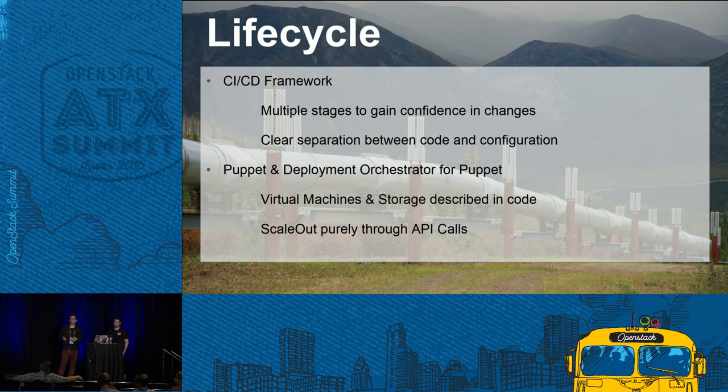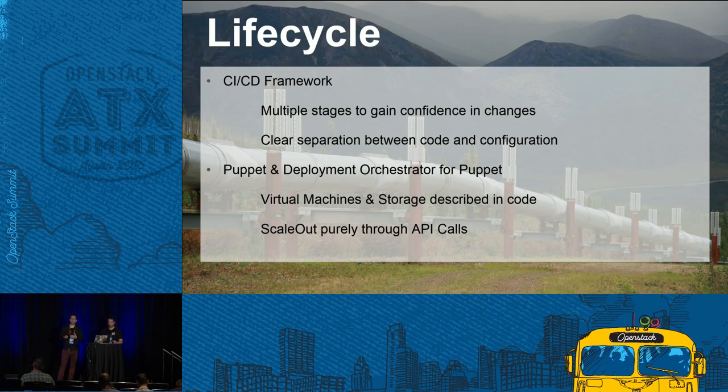For our automation, we use Puppet. We also started to develop a Puppet deployment orchestrator, which helps us with more orchestration around Puppet. Nowadays, a lot of people are probably using Puppet for configuration management and Ansible for orchestration. Our Puppet deployment orchestrator goes further. It also creates all the VMs within the virtualized environment and takes care of their lifecycle.